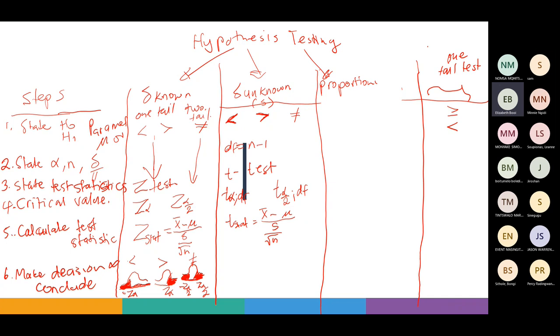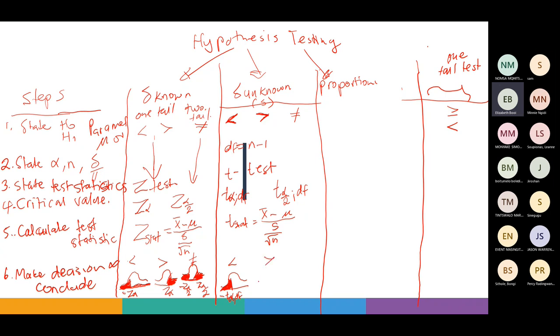Making the decision, you're going to look at the sign in your alternative hypothesis. If the sign is less than, then you're going to follow the same. Your region of rejection will be on the minus t alpha and the degrees of freedom. If it falls on the shaded area on the left-hand side, then you reject your null hypothesis.